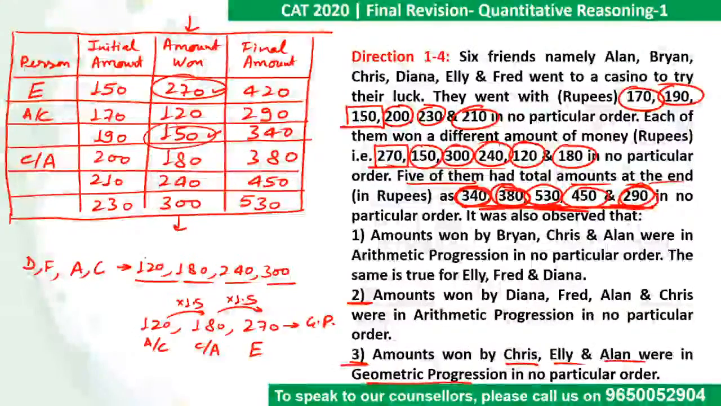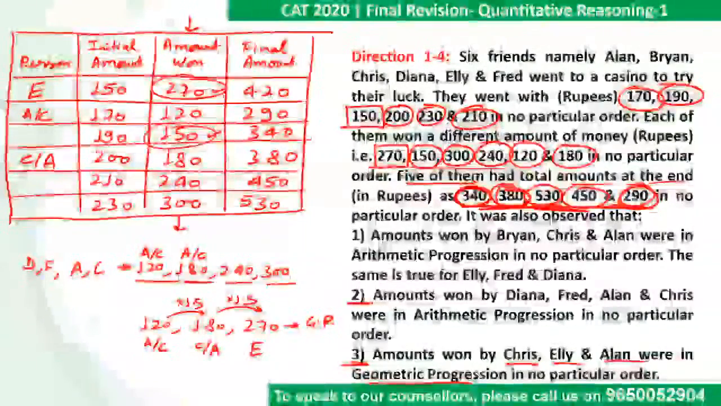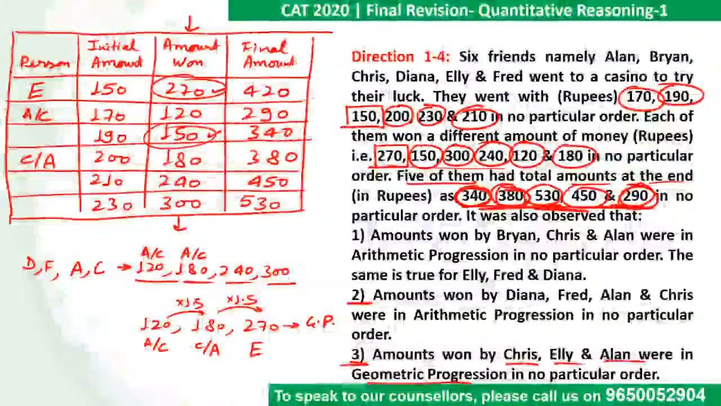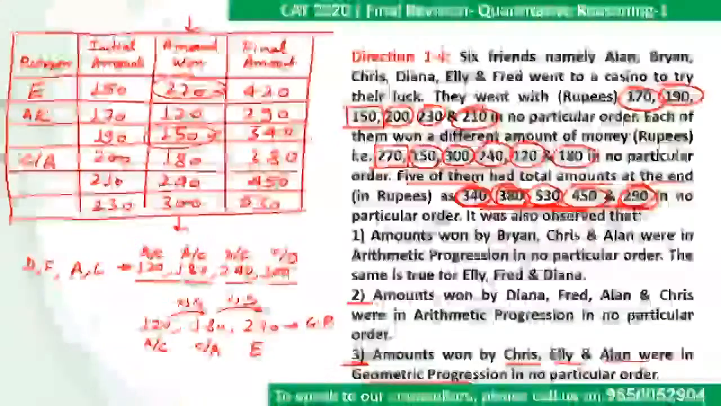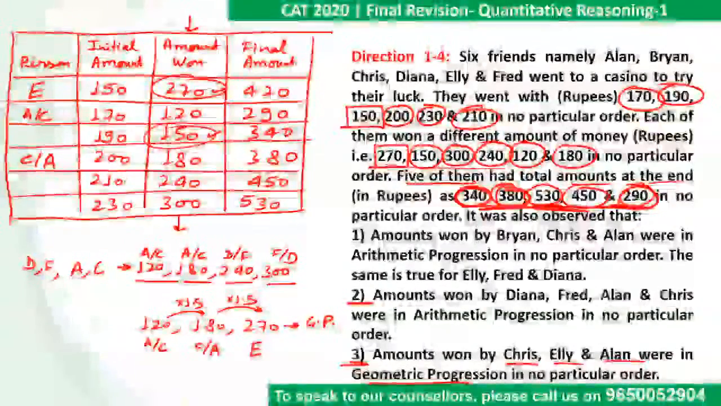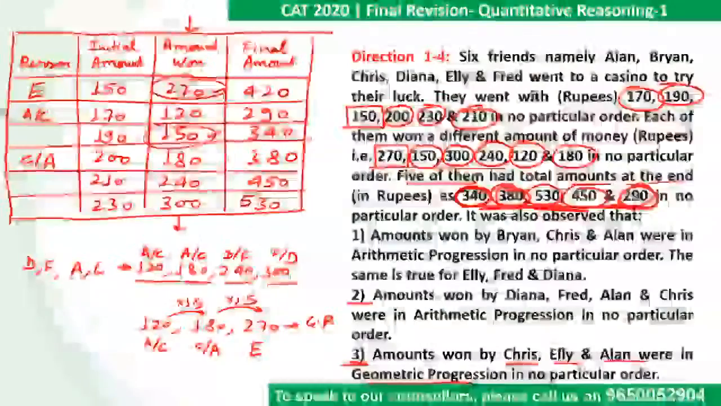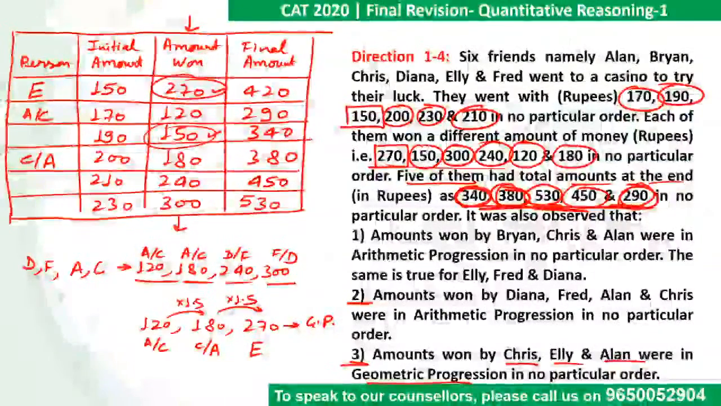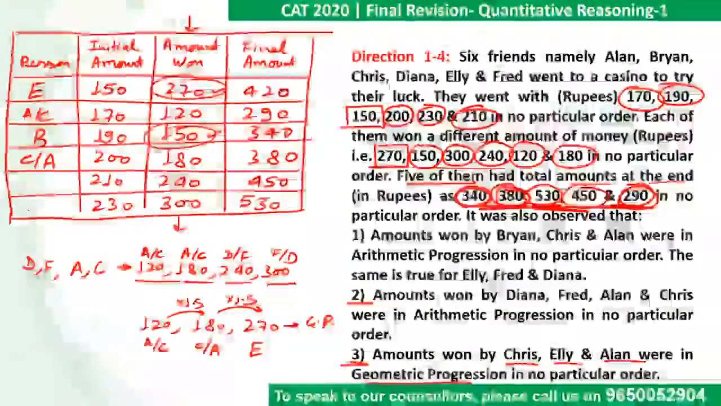In what order, we do not know, isn't it? If it is clear that 120 and 180 belong to Ellen and Krish, it means Diana and Fred won the other two amounts, that is 240 and 300. From this we can say Brian must have won 150 rupees, isn't it?